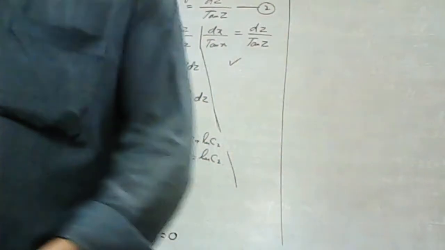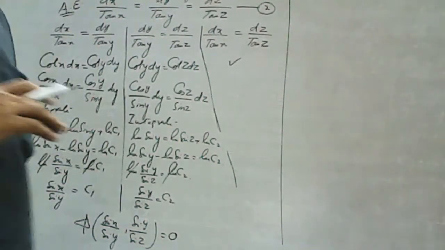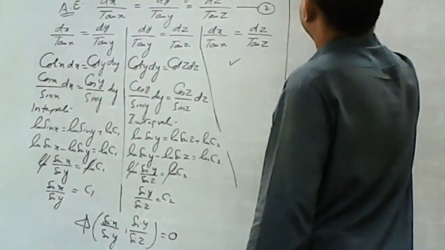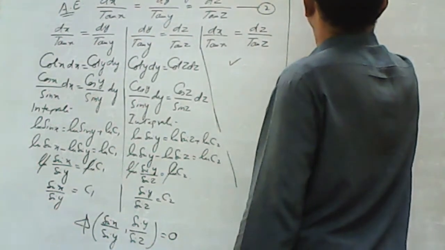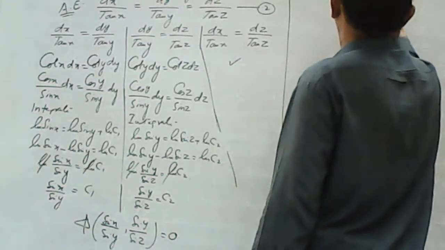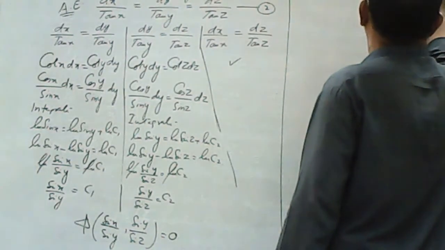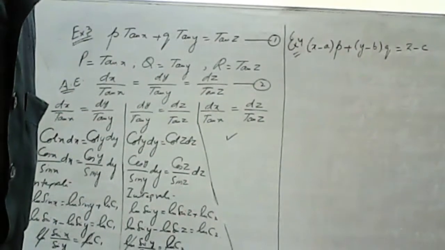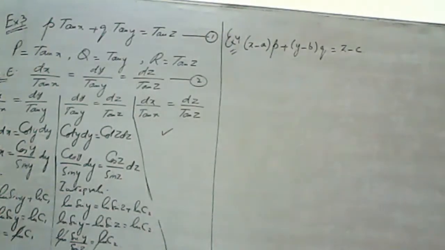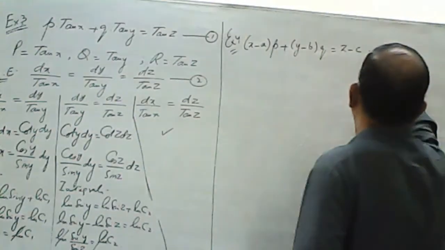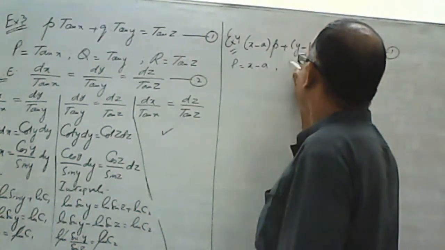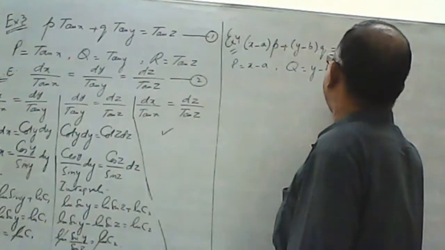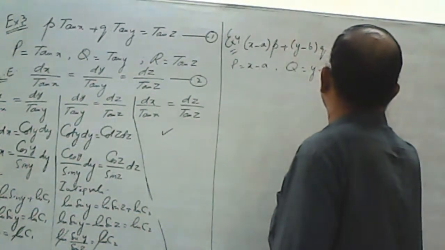Let me take an example. This is example number 4: (x minus a)p plus (y minus b)q equal to z minus c. This is my example number 4. Again, it is given in its standard form. So capital P is x minus a, capital Q is y minus b, and capital R is z minus c.